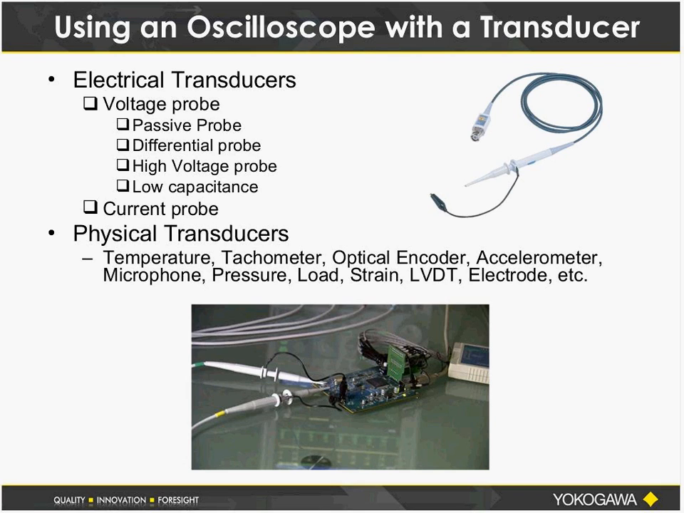So things like differential measurements, or maybe you have a very high kilovolt type of measurement that you can't take directly in the instrument, or maybe you have a more physical type of sensor like an accelerometer or microphone or a strain gauge. These are all things that oscilloscopes can actually look at with the right type of transducer.